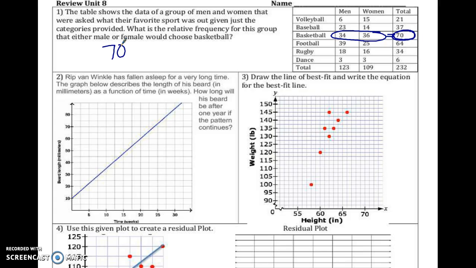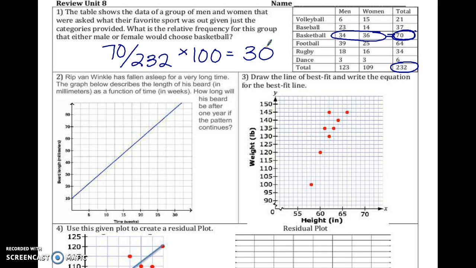In this case, it's 70 is the people that like basketball out of the total number of people asked, which was 232 people. And then we're going to multiply that number by 100, which gets us about 30. So it would be about 30 for the relative frequency, because that is the percent of people that were male or female that would choose basketball.